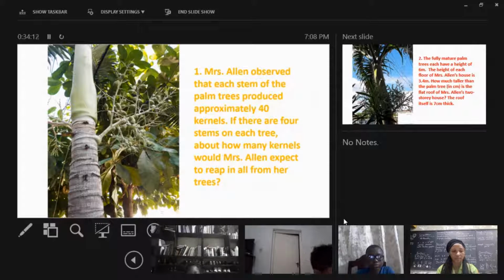Number one. Mrs. Allen observed that each stem of the palm tree produced approximately 40 kernels. If there are 4 stems on each tree, about how many kernels would Mrs. Allen expect to reap in all from her trees?